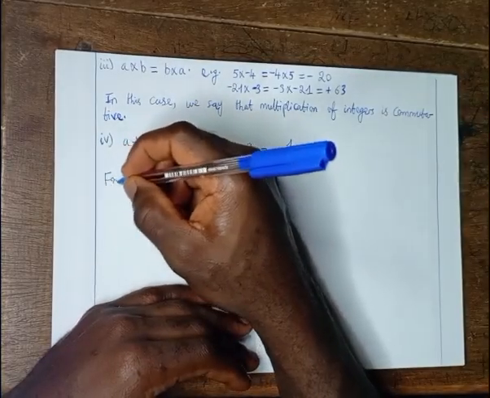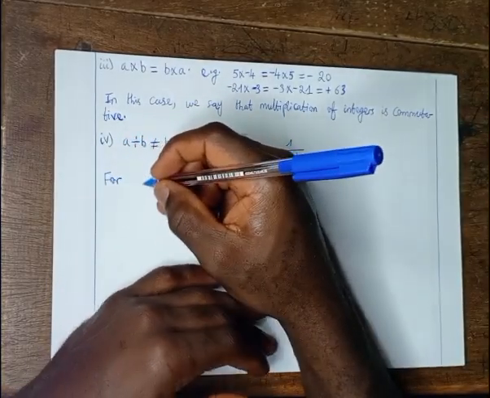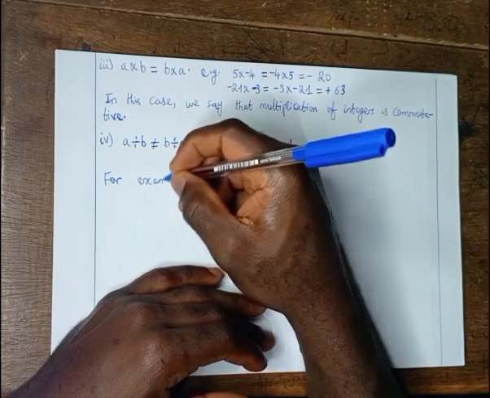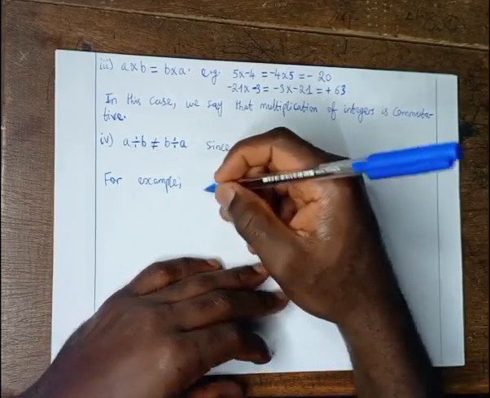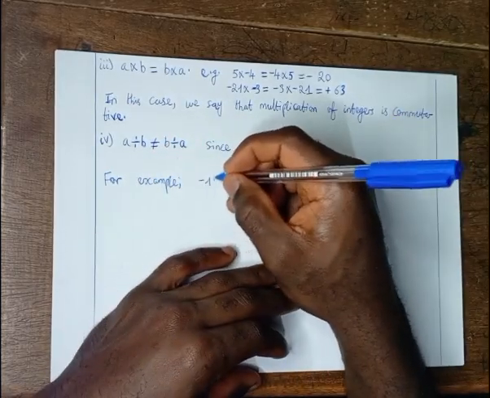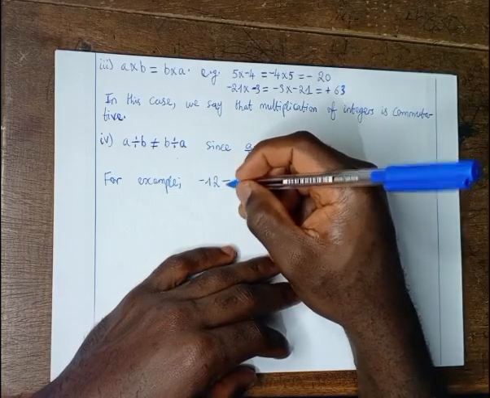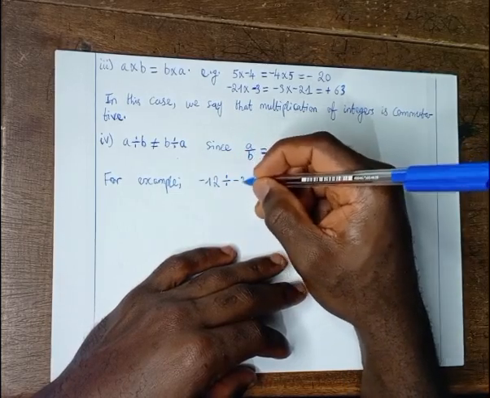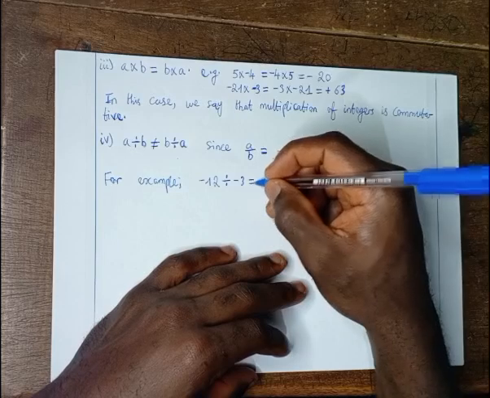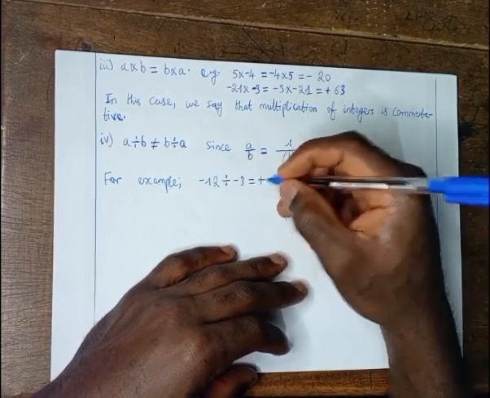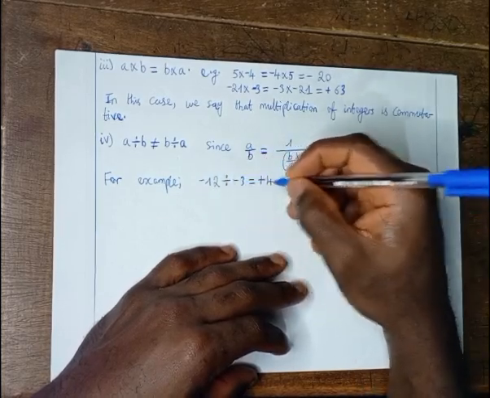Now, for example, let's take negative 12 divided by negative 3. We are dividing two negative numbers, so the result will be positive. 12 divided by 3 gives us 4.